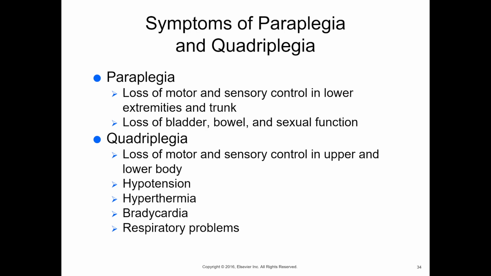With quadriplegia, you also tend to have more visceral type complaints. With paraplegia, it's typically associated with your genitourinary anatomy, where you have issues. But with quadriplegia, you start to have problems with vasculature regulation, temperature control, heart rate, and respiration. Again, it all depends on the exact level.